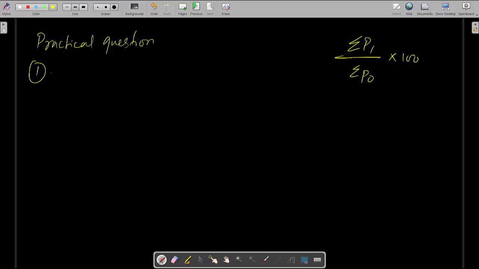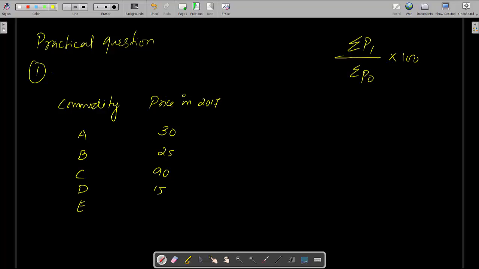I'll not make the table here. I'll just simply go ahead. Let's write down the commodities that are given: Commodity A, commodity B, C, D, and E. These are the commodities given. Price in 2017: A is 30, B is 25, C is 90, D is 15, E is 96.